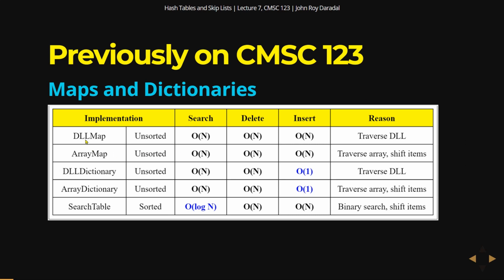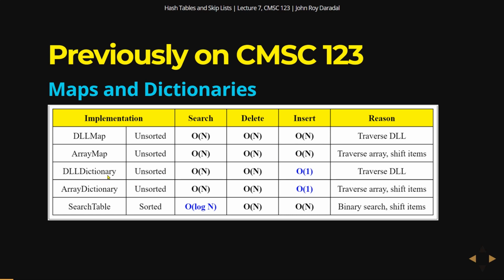So, for the DLL map that is unsorted, all methods will run in O of n time, because we will need to traverse the DLL, for example, to search for a particular key, to delete the particular key, or insert a particular key. And first we have to make sure that the key is unique, so we'll have to do search first, right? And then for array map, it's more or less the same problem if it's unsorted, right? So we also have to traverse the array to make sure that the key is unique. Or for deleting and inserting, we need to shift items as well. Okay, so all of the methods run in O of n time.